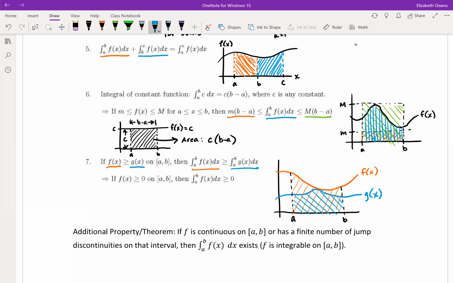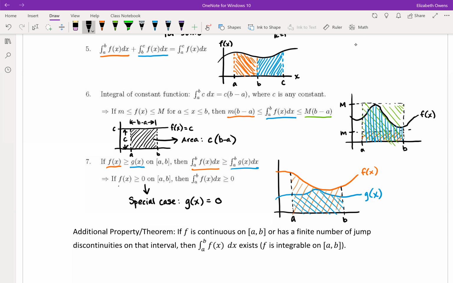And then the little extra detail here is just a special case of the property that we just looked at, where we let the function g of x just equal 0. So if this is flat on the x-axis, and f of x is greater than or equal to 0, the function values are never negative on the interval from a to b, then the resulting integral is also not going to be negative. Its value is going to be greater than or equal to 0.